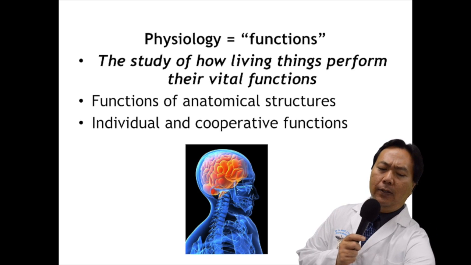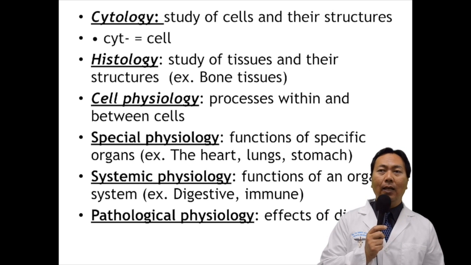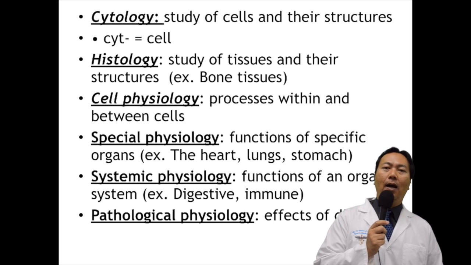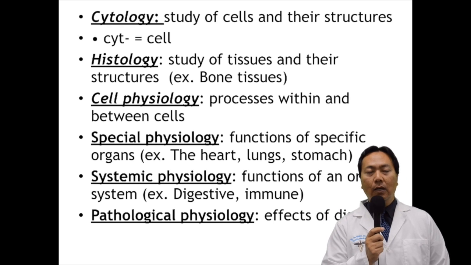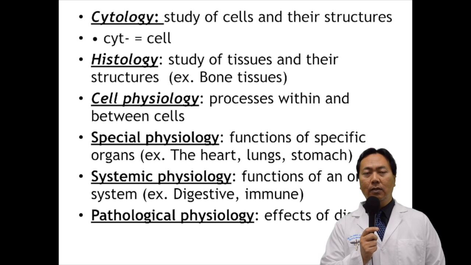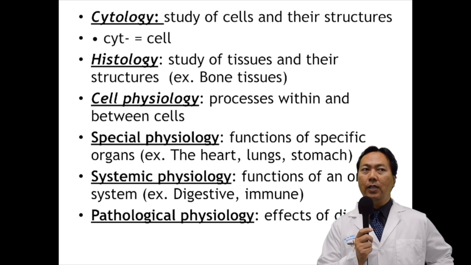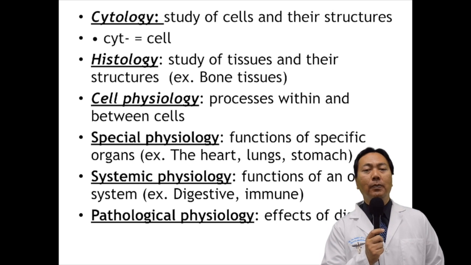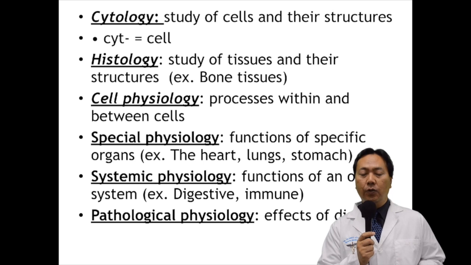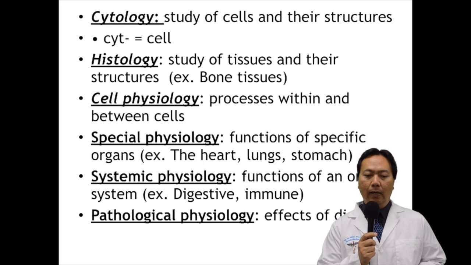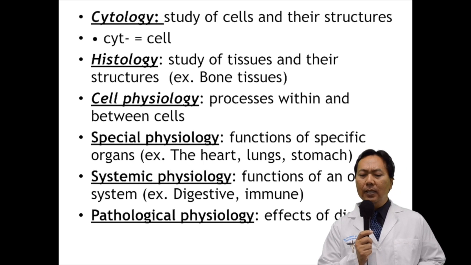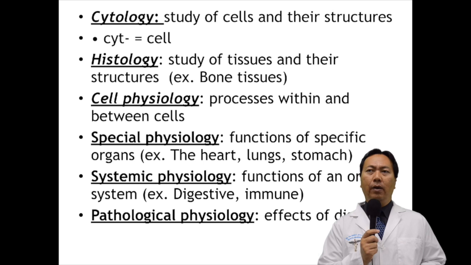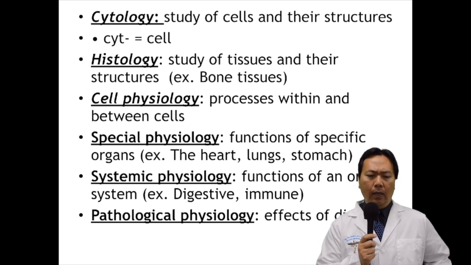When you talk about the different types of physiology, one comes to mind. Cytology is the study of cells. Anything that ends in the suffix ology means the study of, just like biology is the study of life. So cytology is basically studying the basic cell structure. Histology is the study of tissue structure at the cellular level. Cell physiology, special physiology, and systemic physiology are basically studying different levels of the organ system.